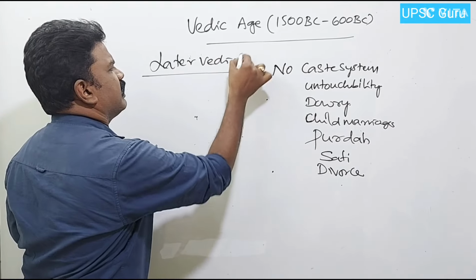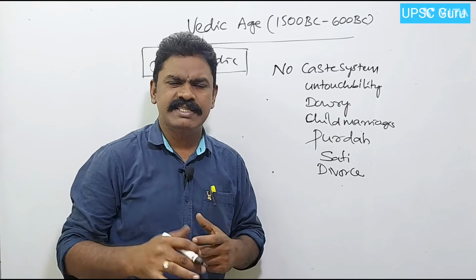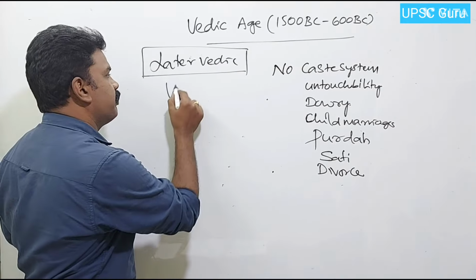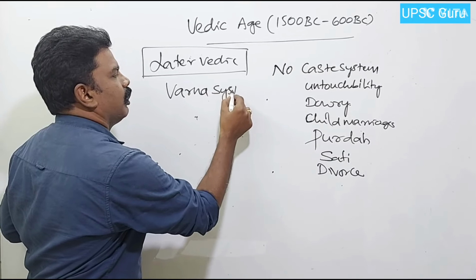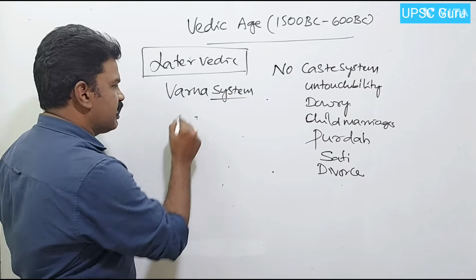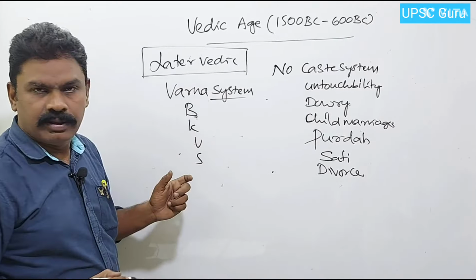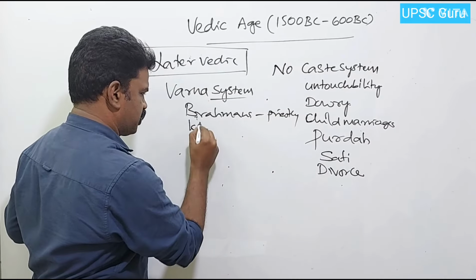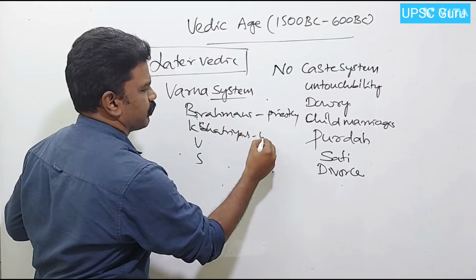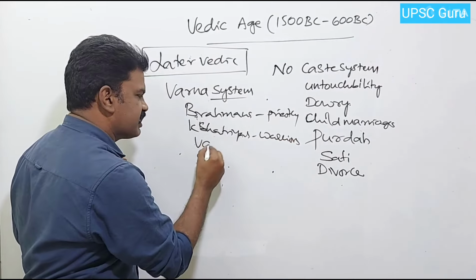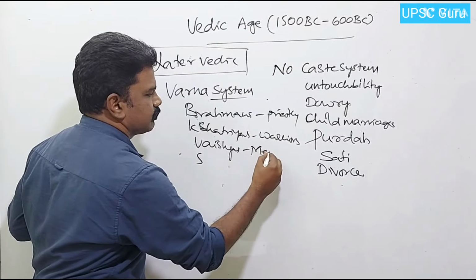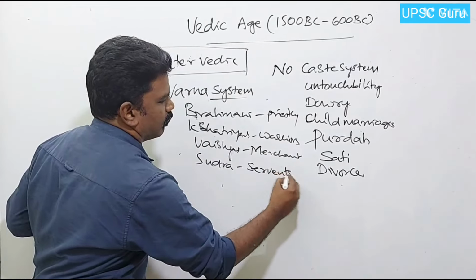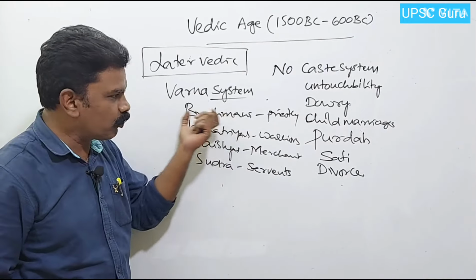In the later Vedic period, so many changes occurred in the society. Varna system became very prominent and very strong: Brahmana, Kshatriya, Vaishya, Sudra. Brahmins were the priestly class. Kshatriyas were the warriors. Vaishyas were the merchant class. Sudras were servants of all the above. This is the fourfold Varna system.